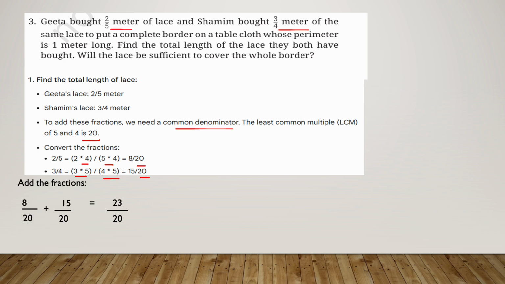Then add the fractions 8 by 20 plus 15 by 20. We will get 23 by 20. We can simplify this as 1, 3 by 20. Since 23 by 20 is greater than 20 by 20 or 1, they have enough lace.